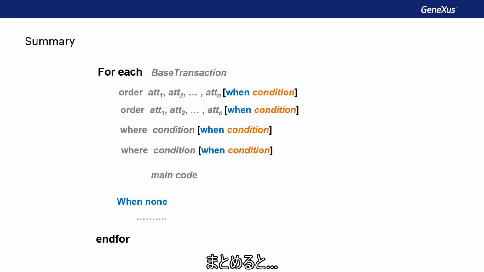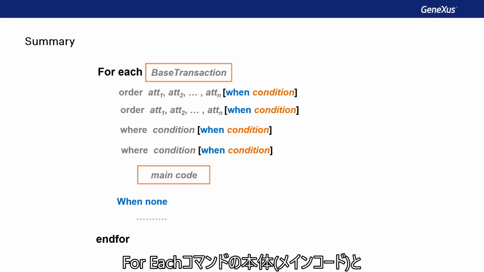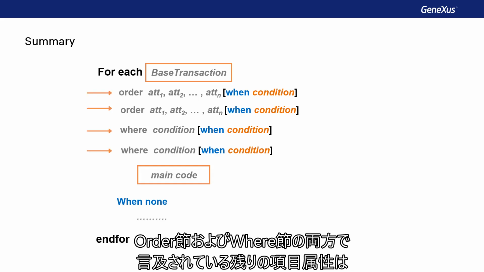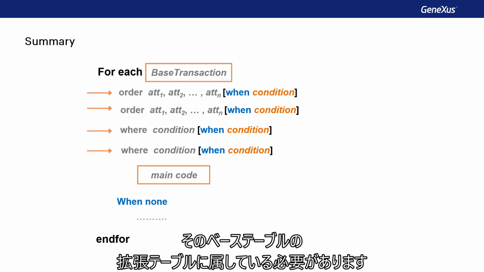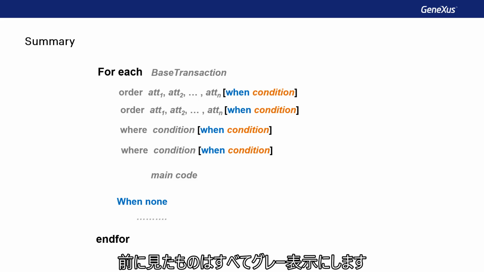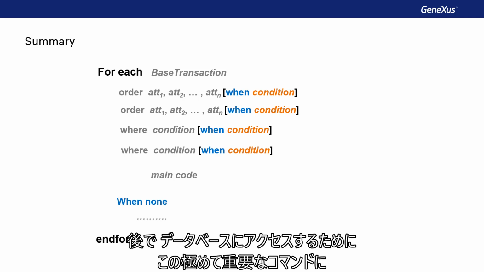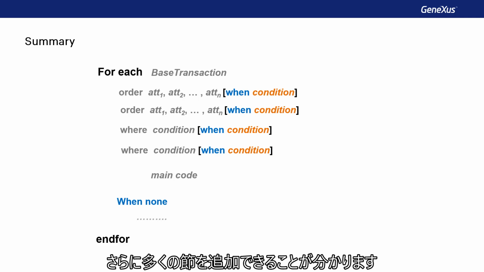In summary, as we've seen, the base table of a for each command is determined from the specified base transaction. The rest of the attributes mentioned, both in the body of the for each command, main code, and in the order and where clauses, must belong to the extended table of that base table. The attributes mentioned in the when none block will not be taken into account. We gray out everything we've seen before. Here, we've added the when and when none clauses. Later on, we'll see that more clauses can be added to this essential command to access the database.